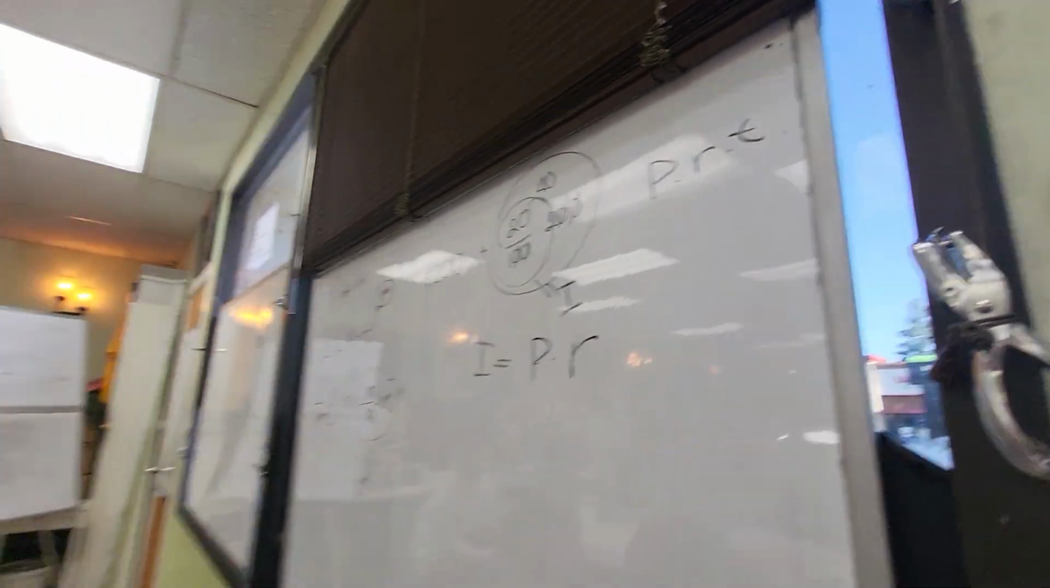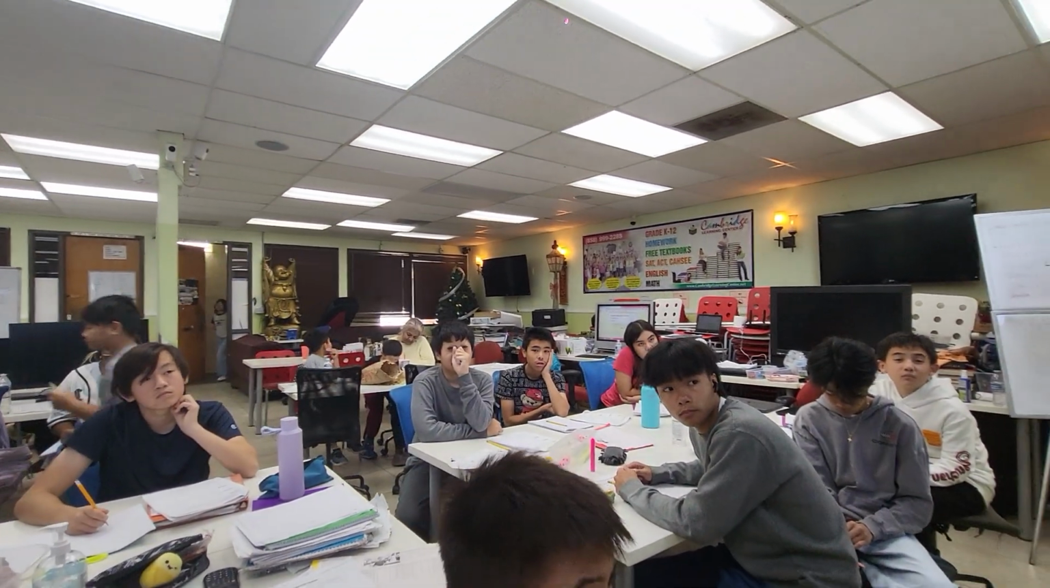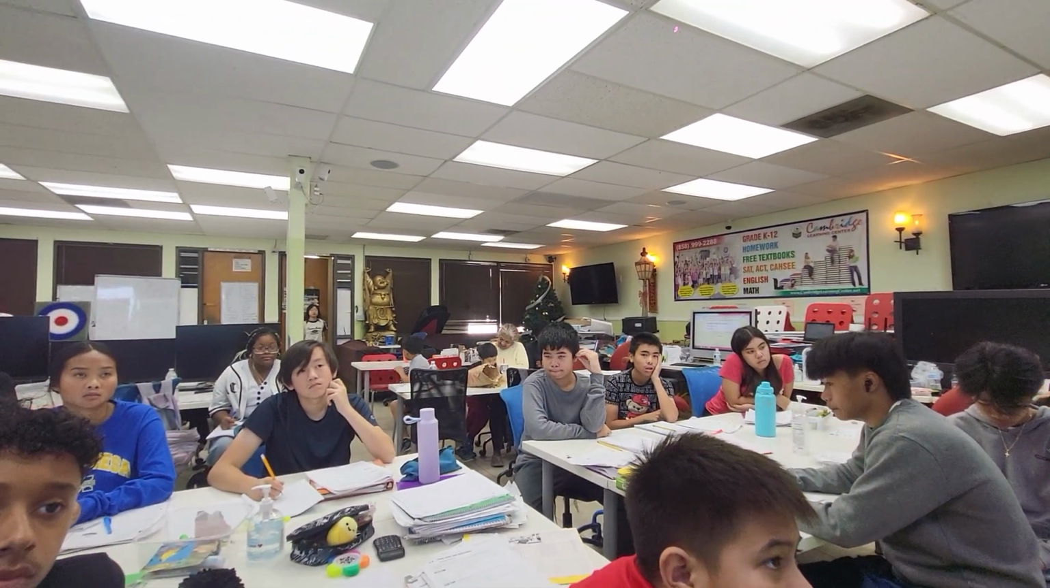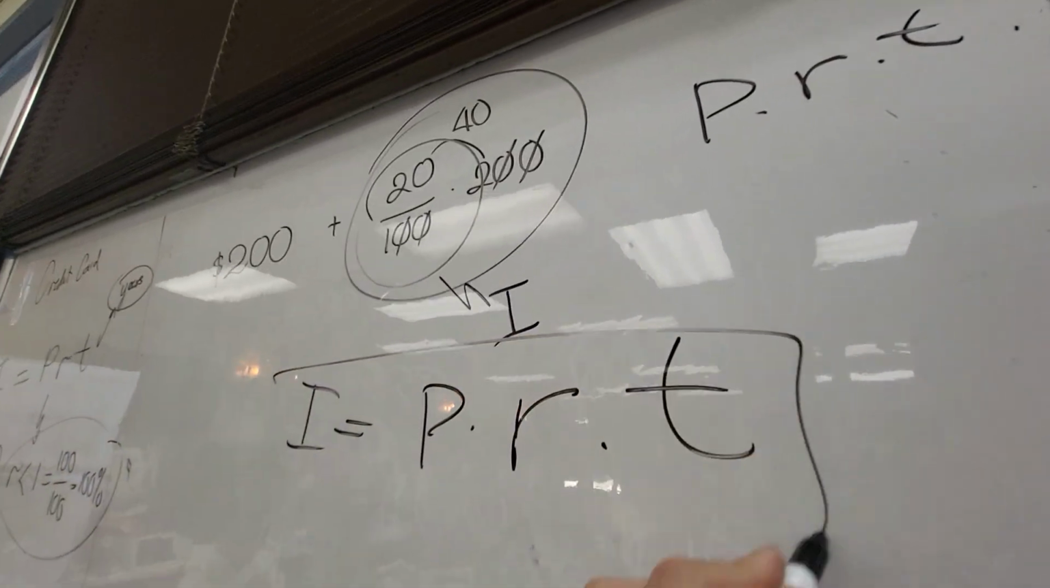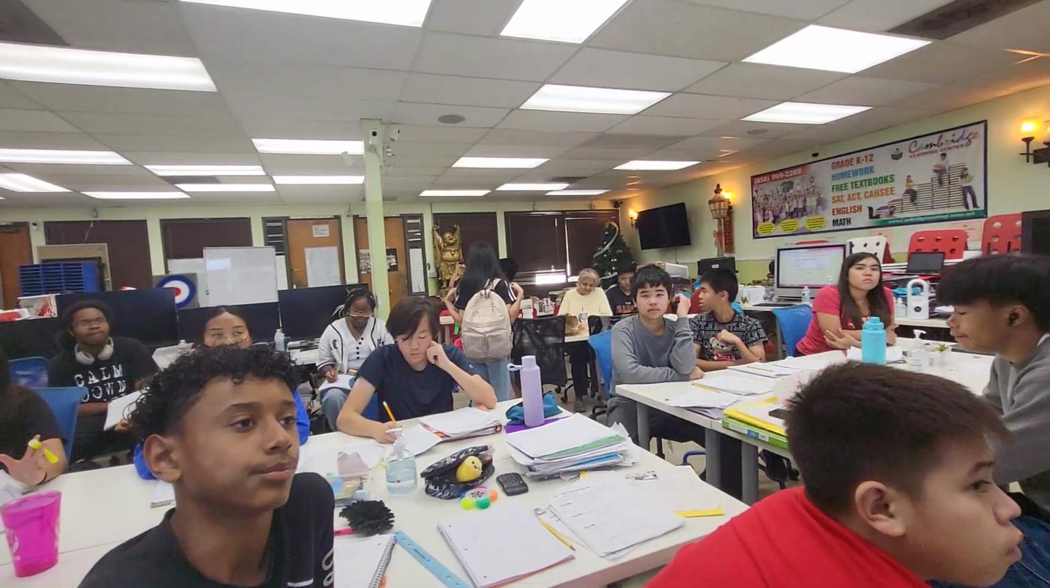But then I told you, this is simple interest, so you only pay one time. So you times what? Time. This is where the formula comes from. Does that make sense now?